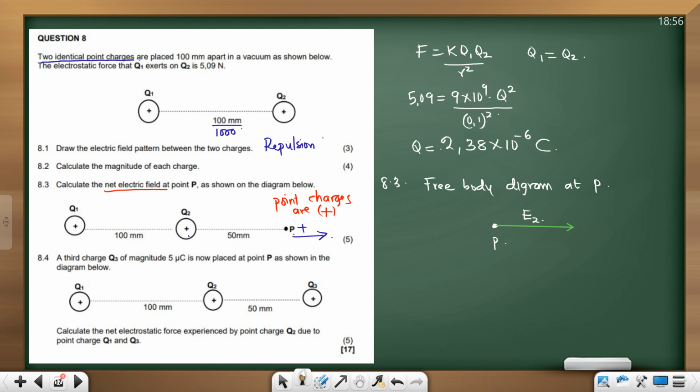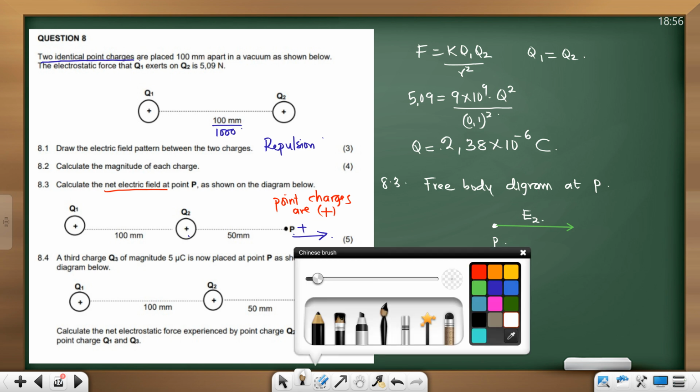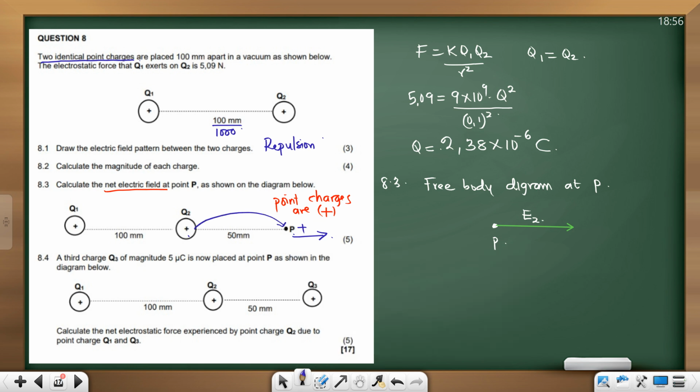Now, what about Q1? Q1 is also positive again. So, guys, we are looking at this because the examiner says at point P. Oh, it's also positive. So, also in that direction because it's repelling P, E1. Take right as positive. We go back to our vectors. Now, what is E net? Since right is positive and both of them are positive, E1 plus E2.